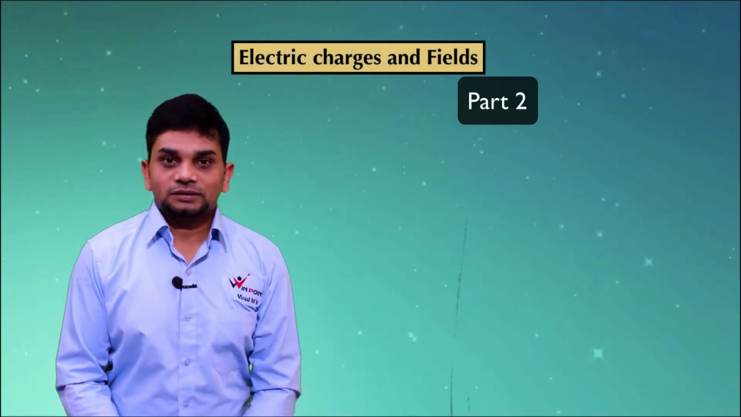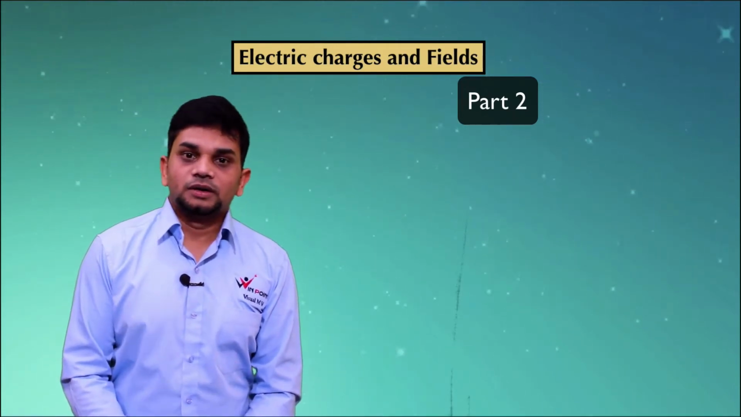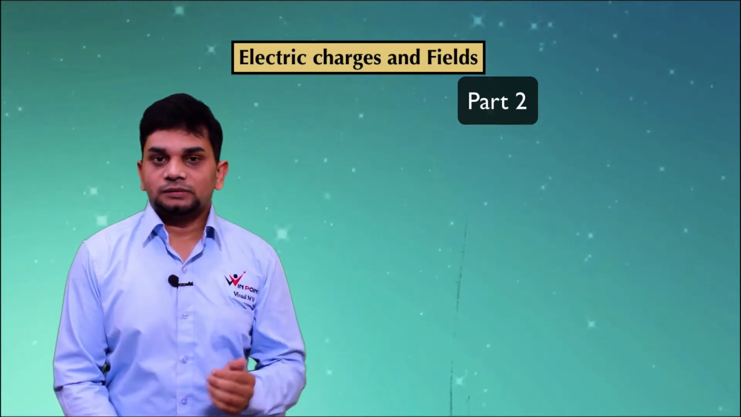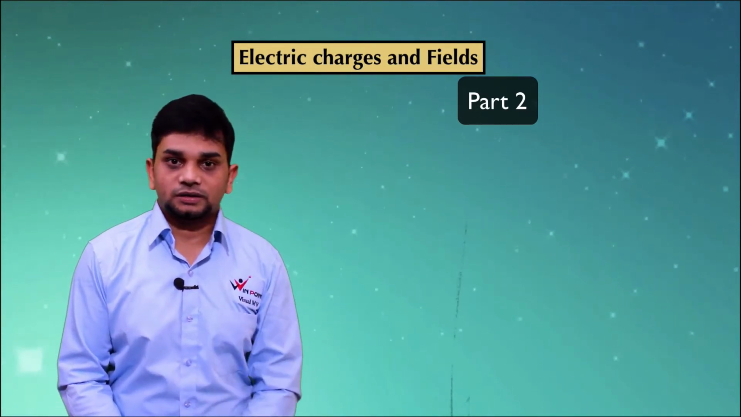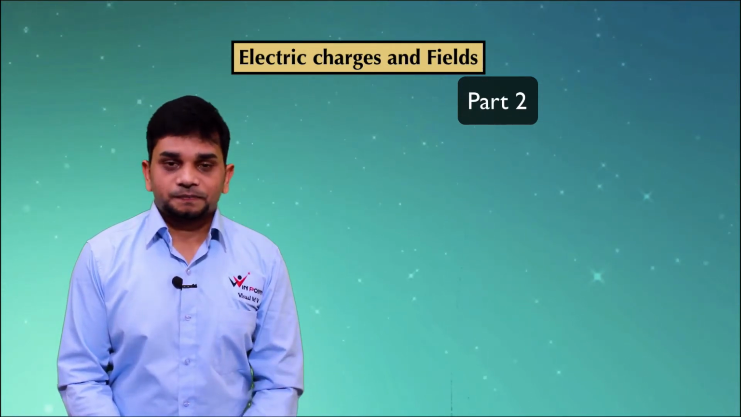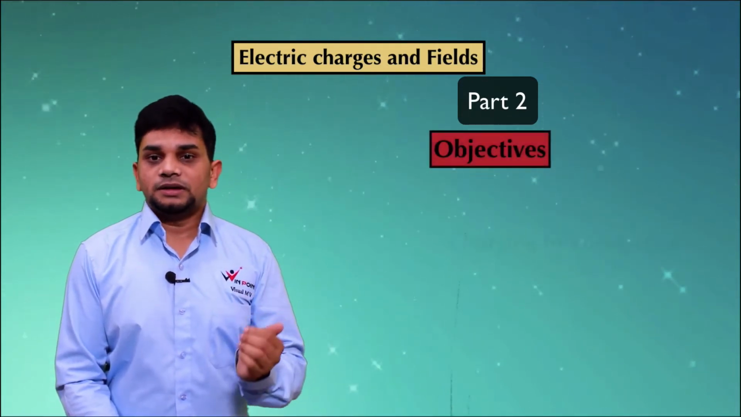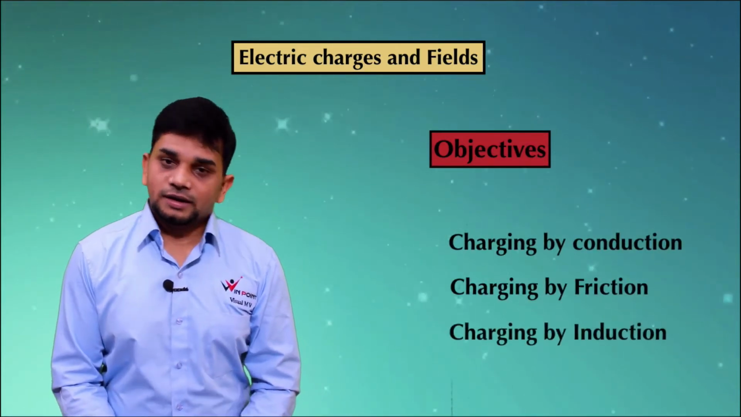Today we are going to discuss the process of charging. In the last class we discussed the electroscope. In this class we are going to discuss the process of charging, the methods to charge an object. The name of the chapter is Electric Charges and Field Part 2. In this session we are going to complete charging by conduction, charging by friction, charging by induction.